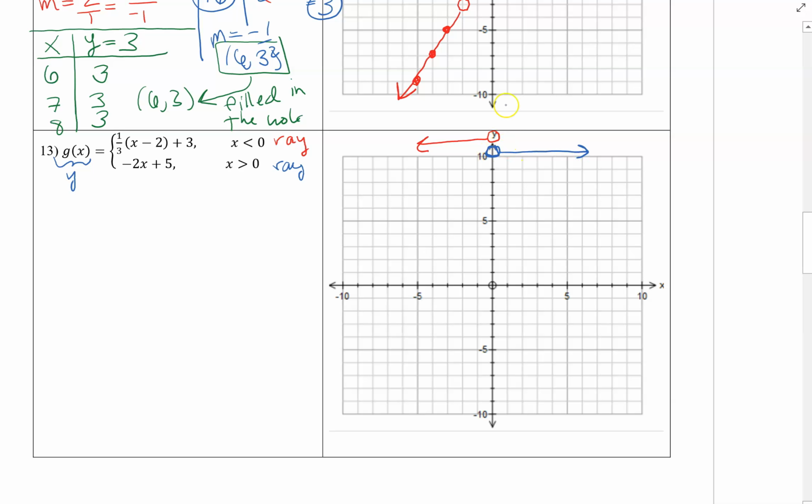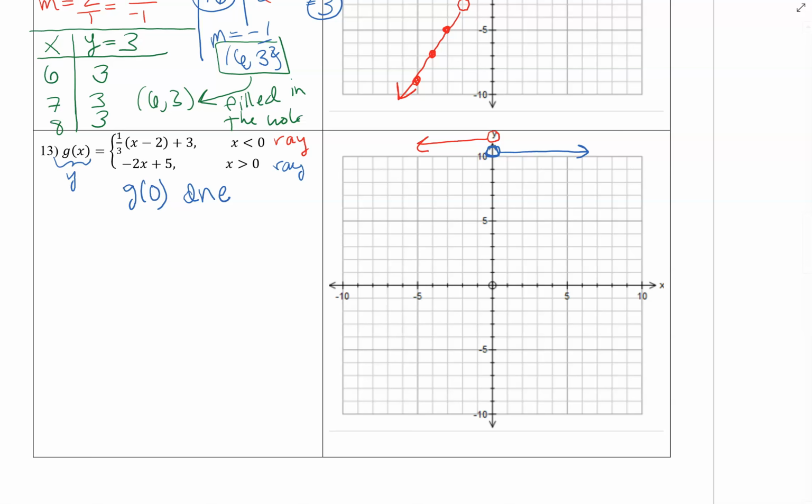So notice that I don't have a value of g of 0. So notice that g of 0 does not exist. That's what I use. D and E does not exist because neither one of these had an equal sign where the 0 is. So both of these are going to be open circles.